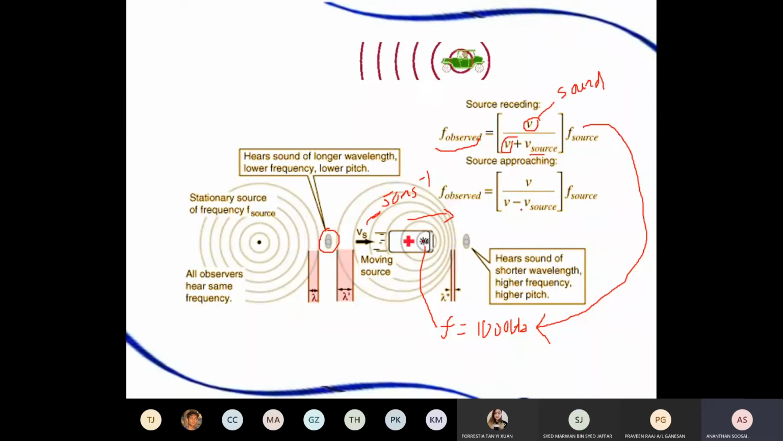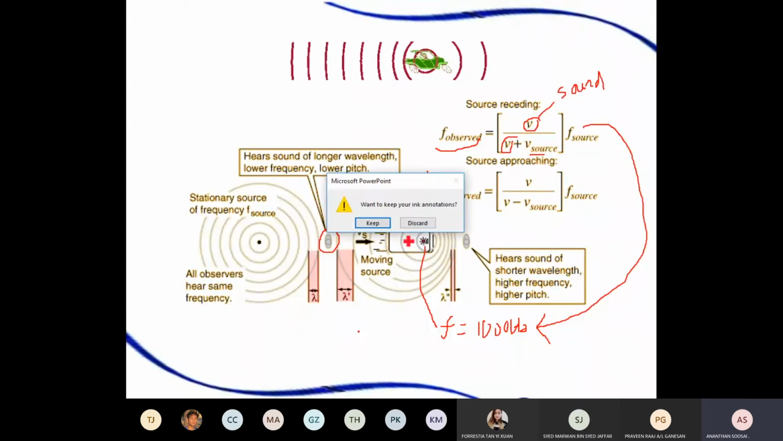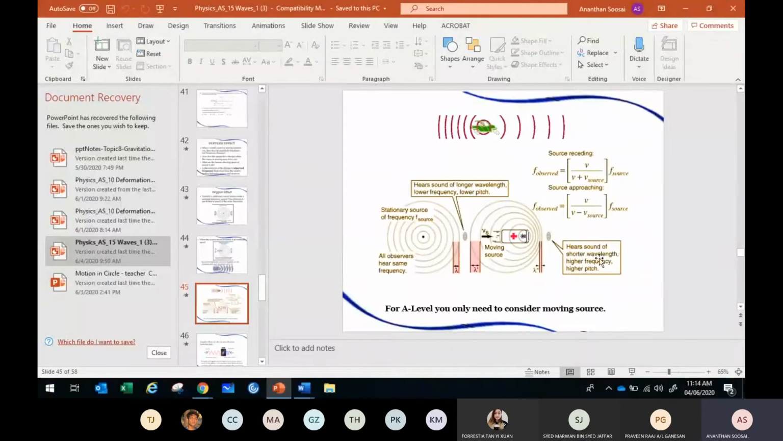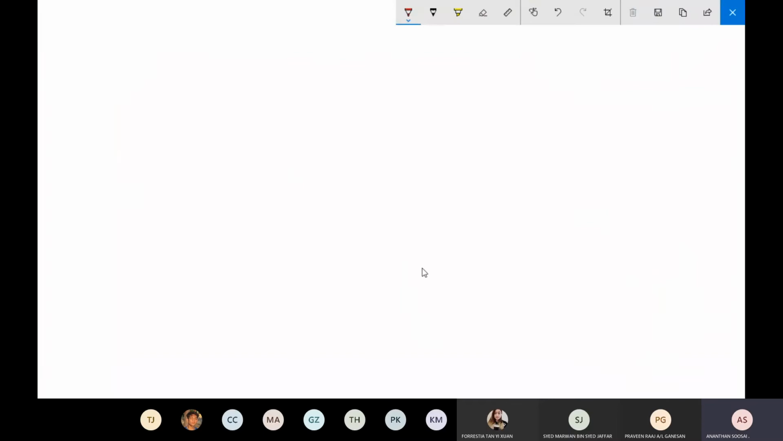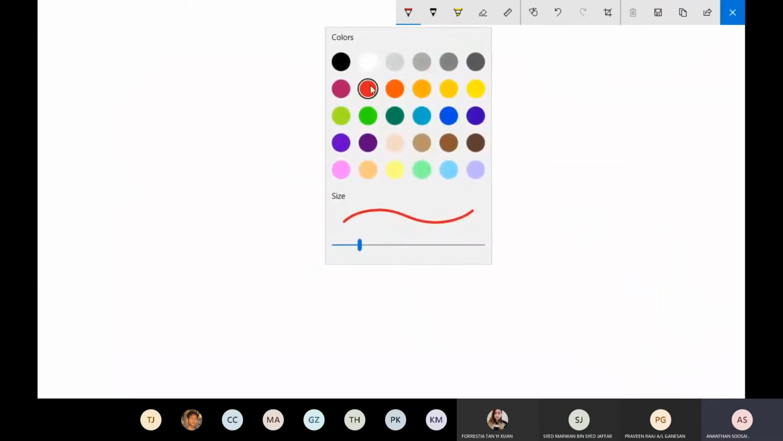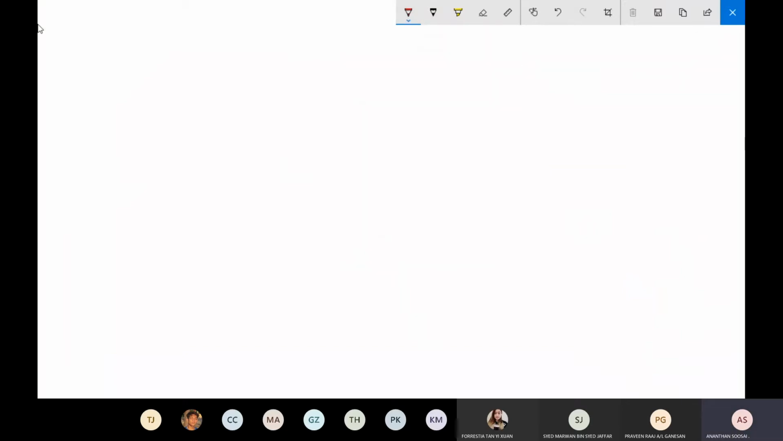Now let's see how he managed to get this formula. I need to explain this to you because one year they asked about the derivation indirectly. So for that, let me go to the whiteboard. You need to understand this derivation. Let's say you have an ambulance here. You give out a sound. The sound starts here and finishes here.